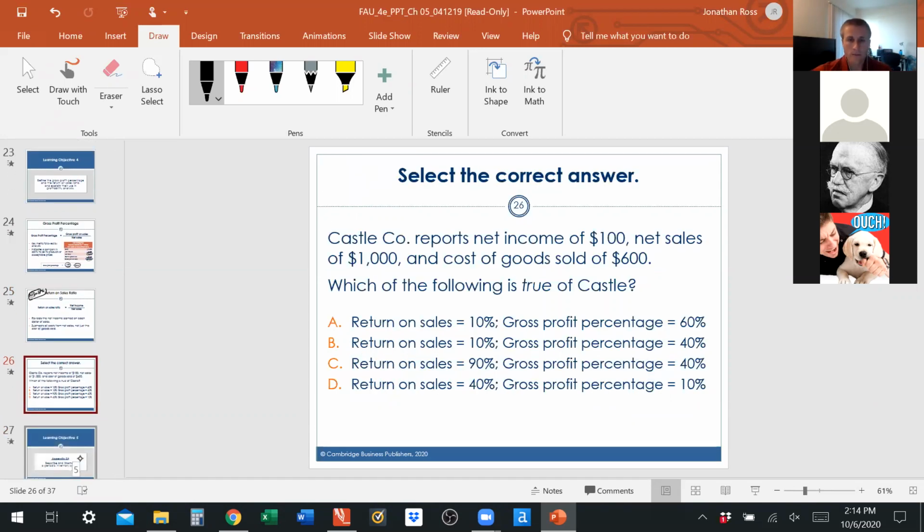Here's a quick check. Castle Company reports net income of $100, net sales of $1,000, and their cost of goods sold were $600. Which of the following is true of Castle?